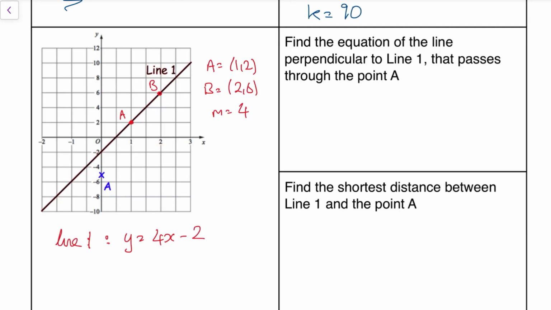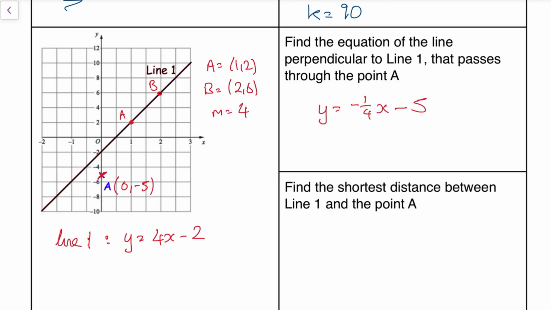Okay, good so far. Now, next bit, find the equation of the line perpendicular to L1 that passes through point A. Now, the thing that I note is point A has the value (0, minus 5). Which means I know that's a C value, so actually this bit's pretty okay. So negative reciprocal is minus 1 over 4 x, minus 5.